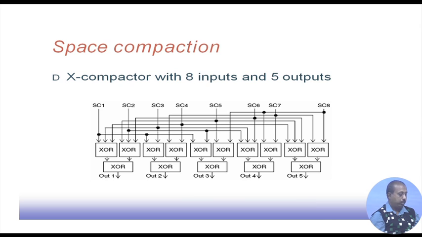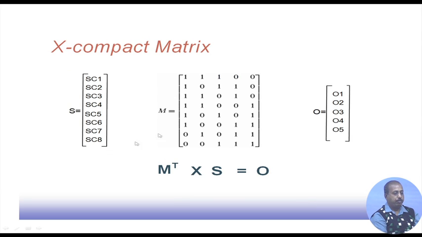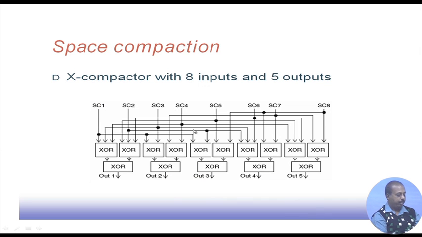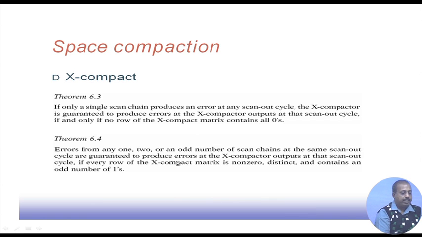So, if we look into this XCompact matrix that has been used here, all of them contain an odd number of ones, and none of them are 0, all of them are distinct. So, none of them are the same. Okay. So, all three properties are satisfied. In that case, it says that error from any 1, 2 or an odd number of scan chains at any scan out cycle will produce some erroneous output at the XCompactor outputs.